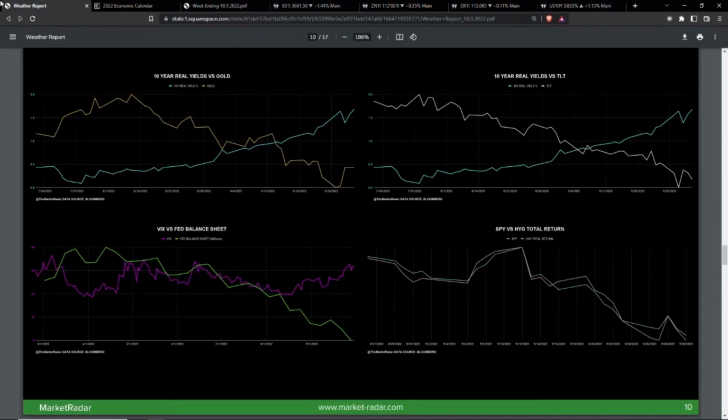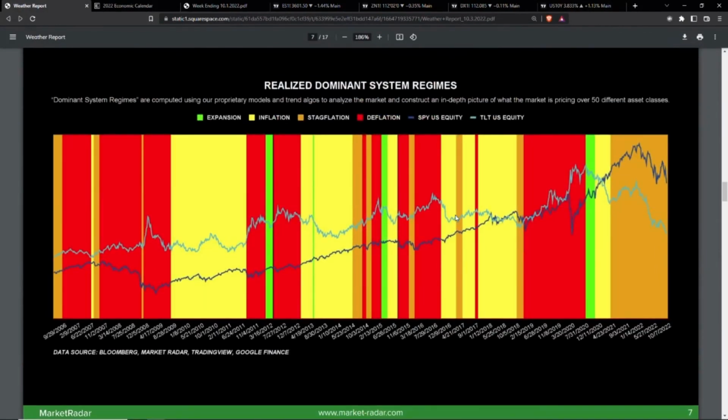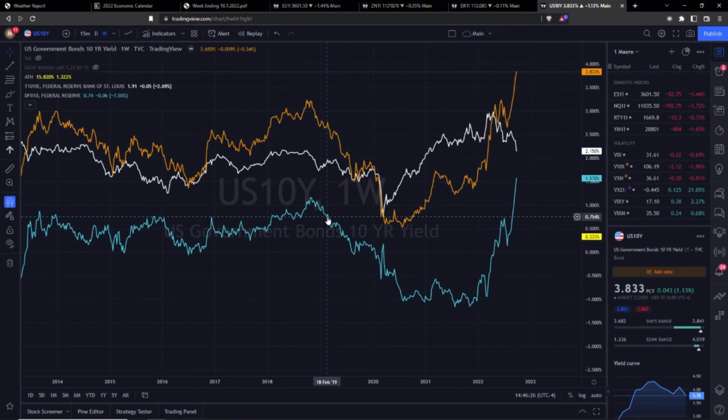Just to give some context here for those that don't know, the system flipped to deflation in early 2019. Let's go to real yields. Early 2019 was here. So real yields had ways to go lower. And that is the long bond trade when that happens, and the long gold. Yep, long bond and long gold.